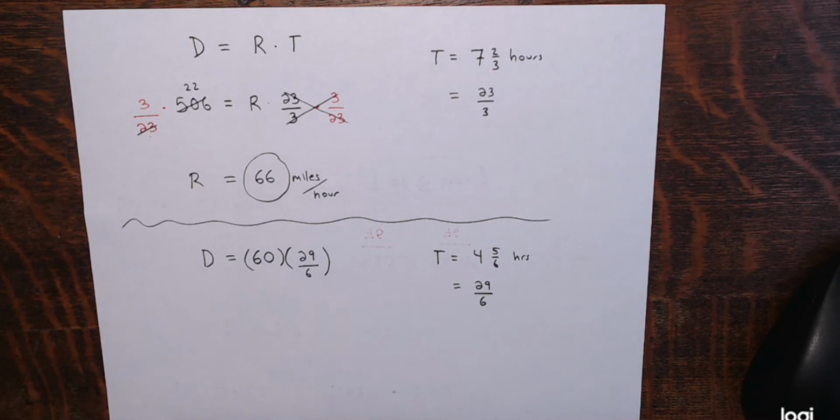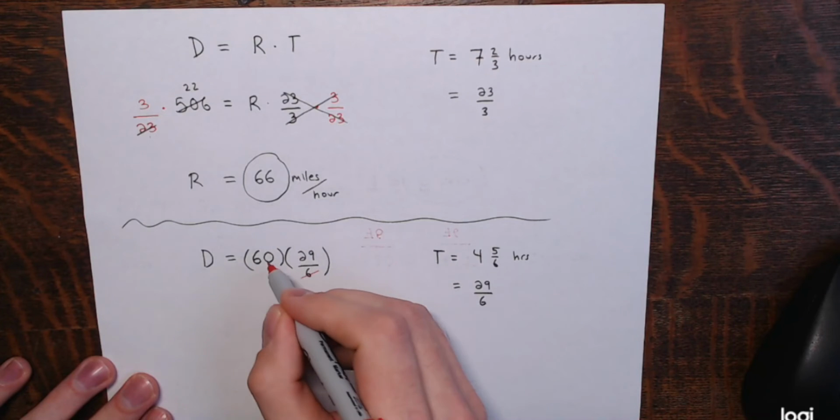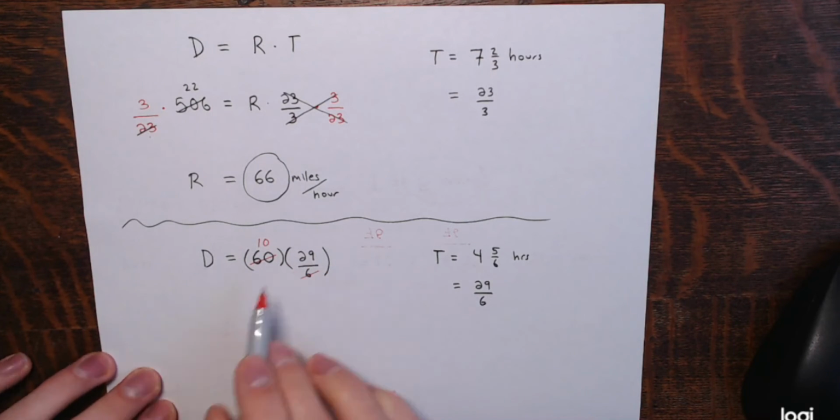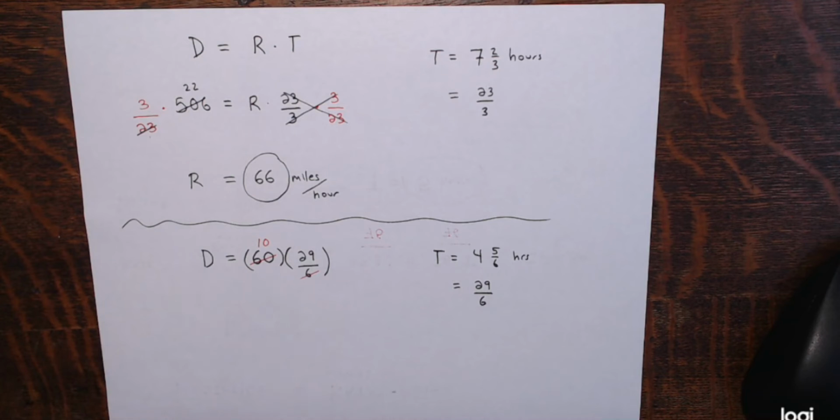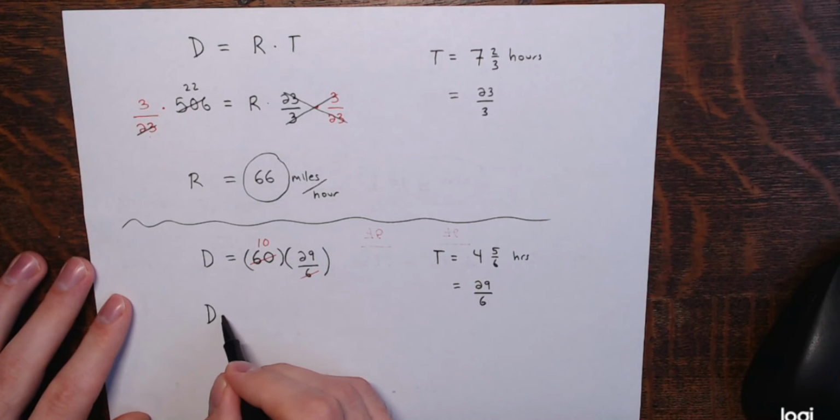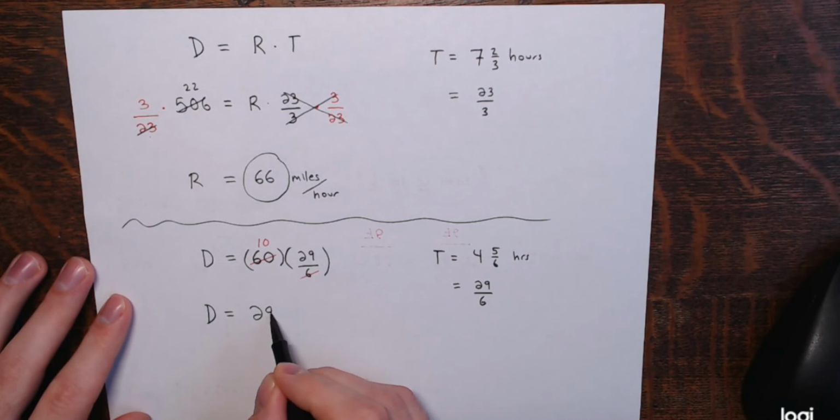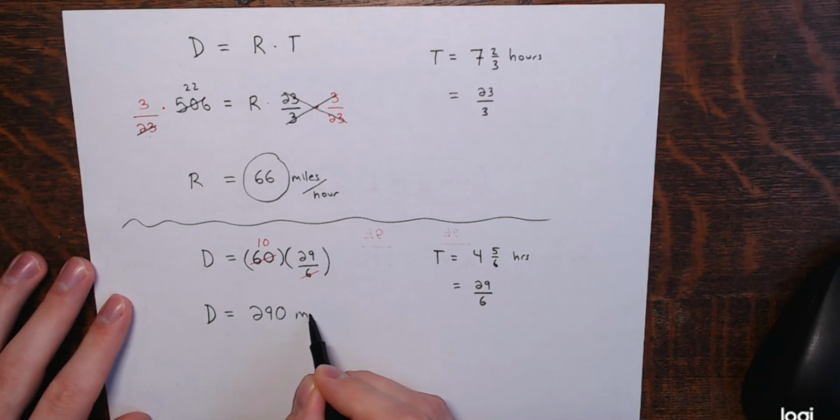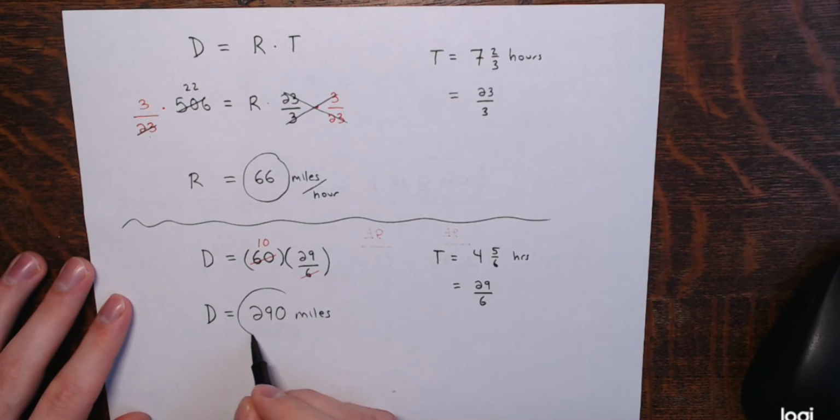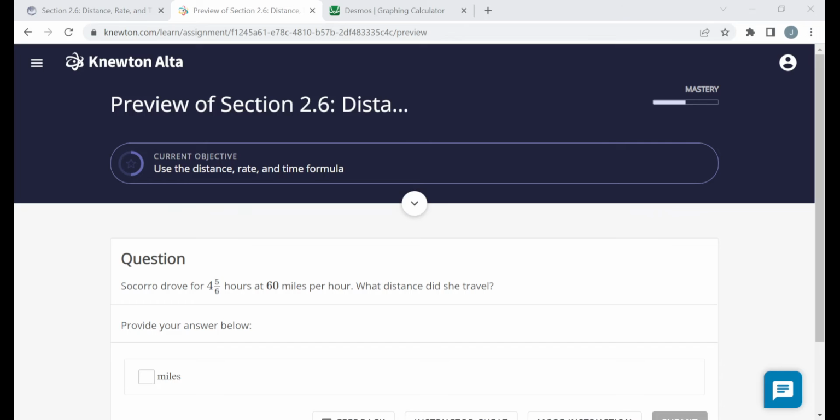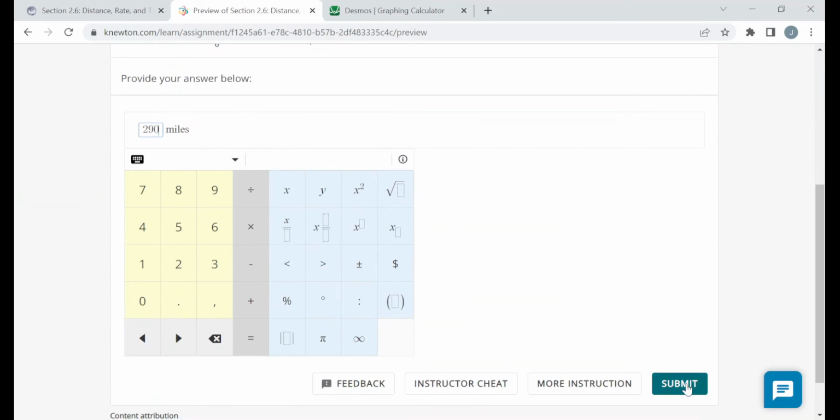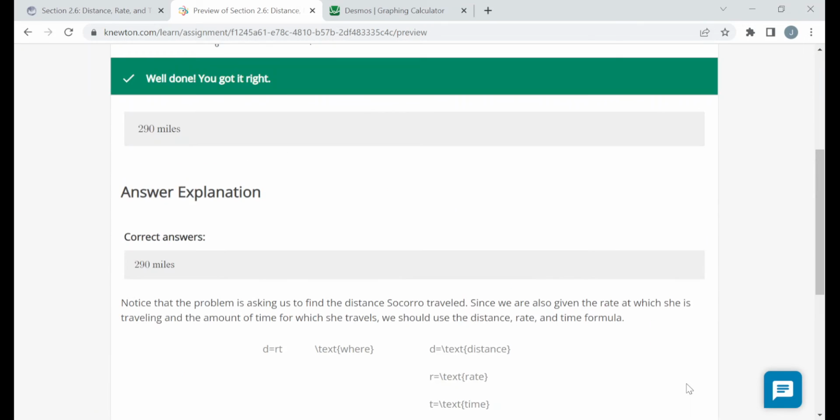The distance in miles. Now 6 goes into 60 10 times. So really I'm just left with 10 times 29, or 290. Right? So the distance traveled was 290 miles. The units were in miles there, and they already have the word miles for us, so we just need to enter the number, right? 290. And there you go.